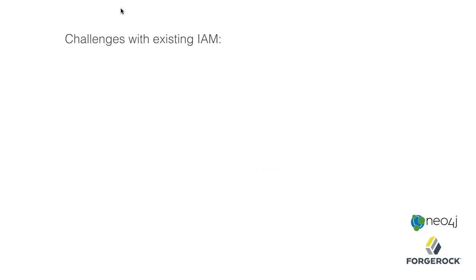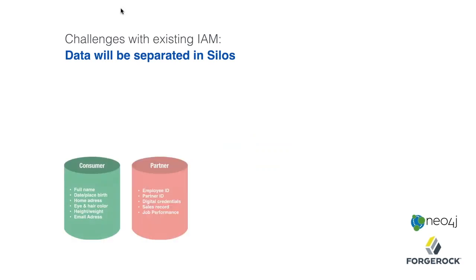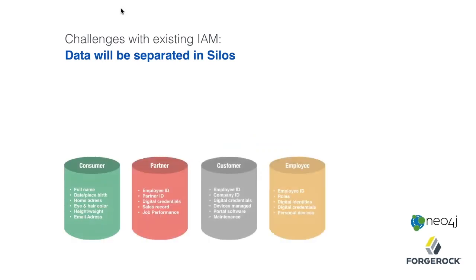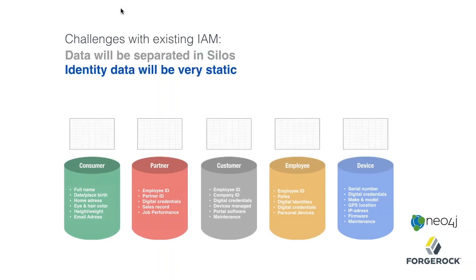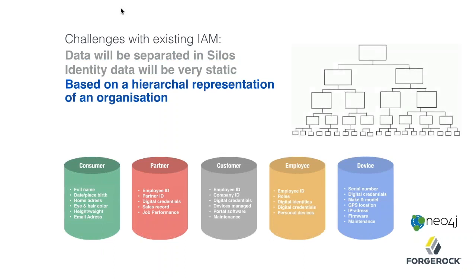We talked about some of the challenges with existing IAM, and one of them is that identity data will often be separated into different silos. So you would have your consumer data, your partner data, your customer data, your employment data, your device data, etc., in separate systems. And this data is often, as we mentioned before, very static in its nature and its structure. And lastly, what we also discussed is that technical legacy is often based on a strictly hierarchical representation of an organization, which is inaccurate.